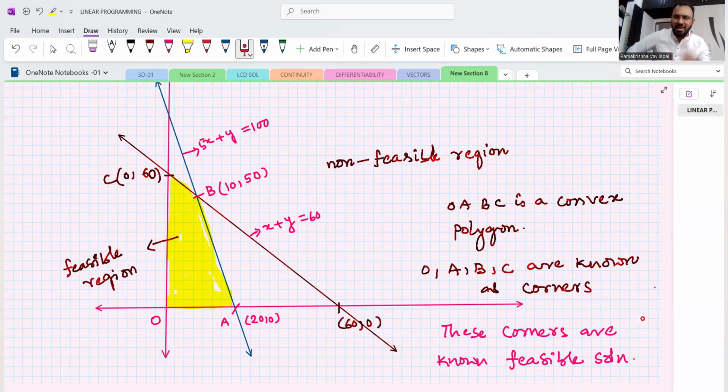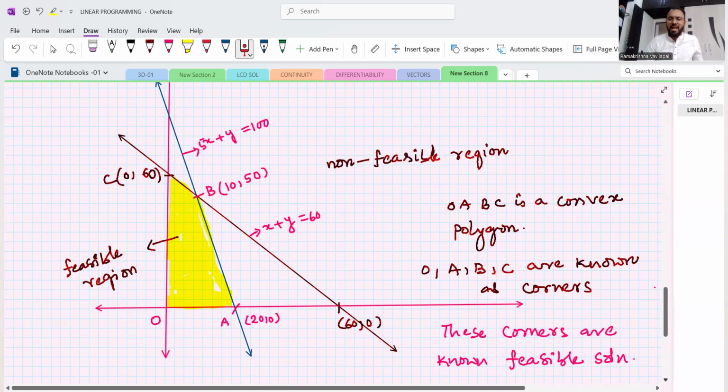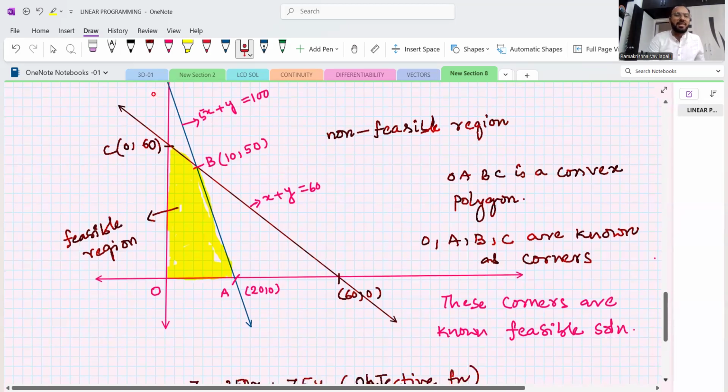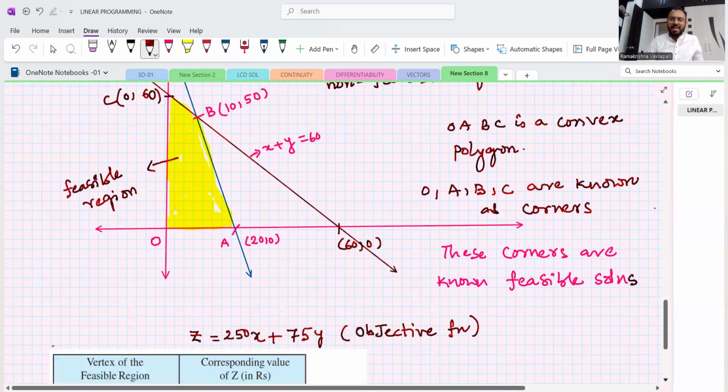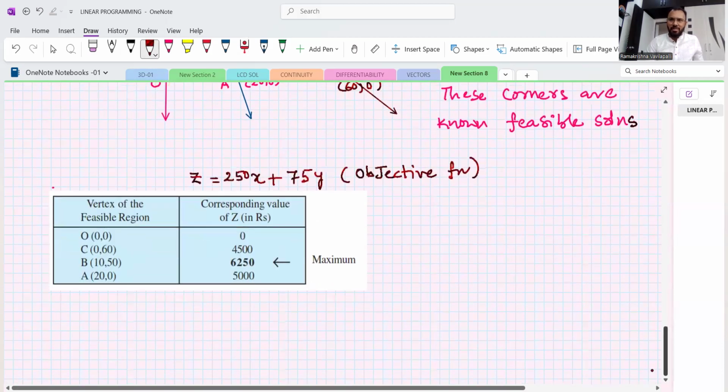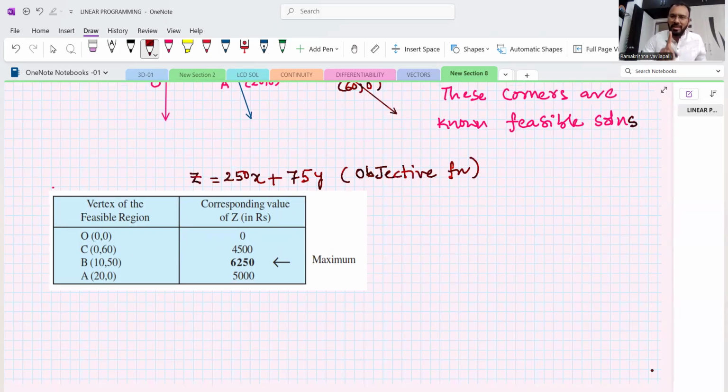And the vertices of this polygon are known as corners. These corners are known as feasible solutions. And X and Y are known as decision variables. I will explain one more example of how to solve and how to make the constraints, how to formulate the given problem in a mathematical way. I'll take one more example.